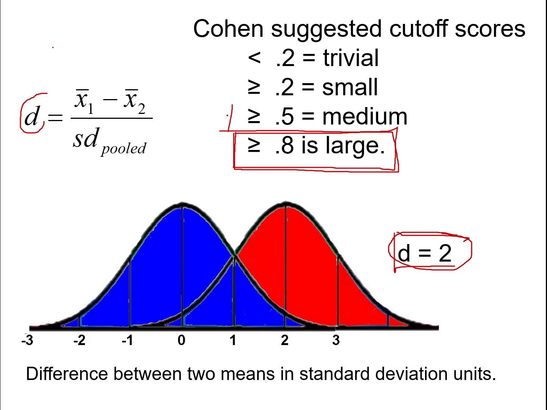If it's half a standard deviation of difference, if your d-statistic is equal to 0.5 or larger, we'll call that a medium effect. If your d is 0.2 or larger, that's 0.2 of a standard deviation of difference between two groups or more, we'll call that a small effect. And if your d-statistic is less than 0.2, we'll just call that a trivial effect. So those are some arbitrary cutoffs, and we'll be using these cutoffs to evaluate effect sizes in this course.